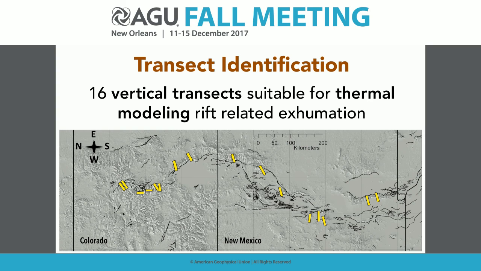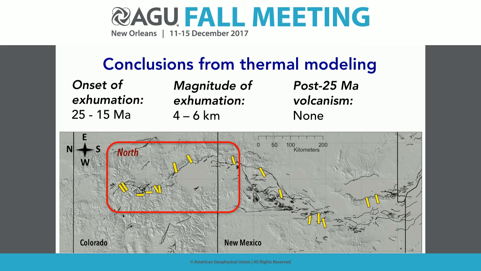So here I've identified places throughout that whole data set where we can put together many samples that have a vertical relationship that we know about, and think of them as vertical transects, and then model them and come out with results like the model I just showed you. And so these different transects are all throughout the entire rift, and generally what we see is that in the northern part of the rift, you have the onset of exhumation beginning between 25 and 15 million years ago.